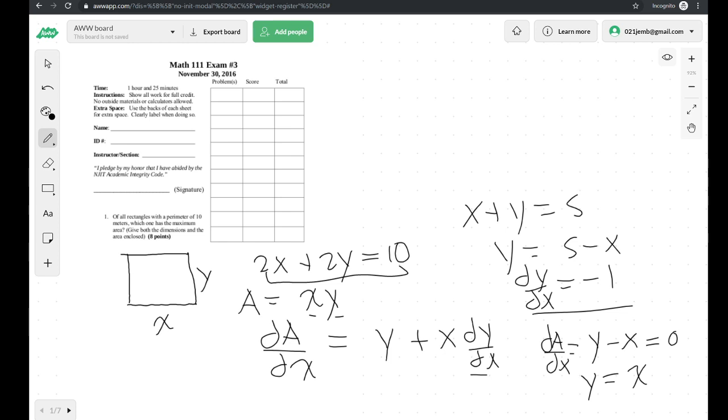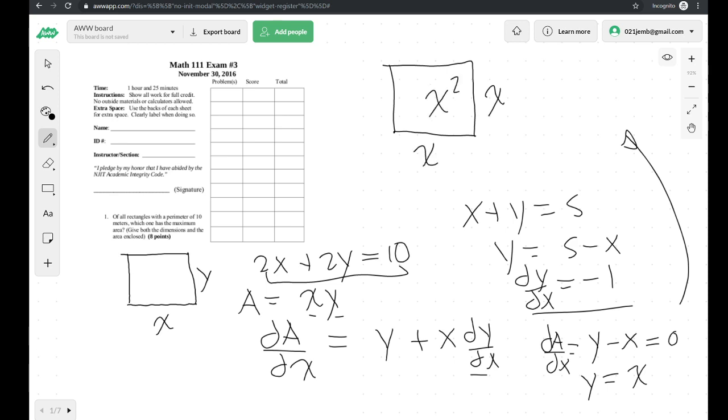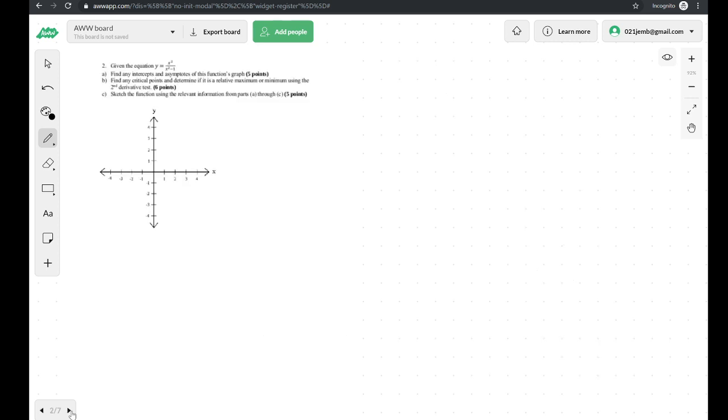So what happens when y equals x? Well, let me go over here. We have the same rectangle, but now y is x, and x is x. So what's the area? x squared. And that's the maximum area you can get. All right, so that was question 1. Let's go to question 2.